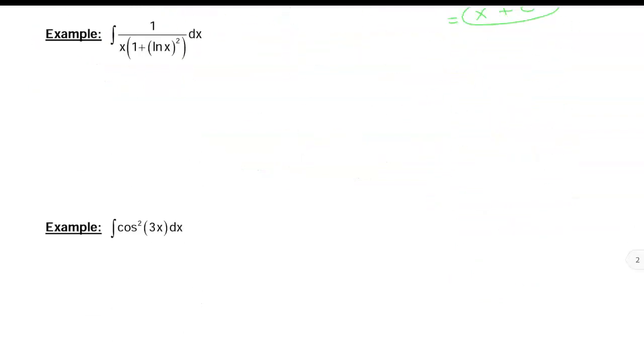This next math problem looks crazy. I'm going to let u equal natural log x and try to simplify how this looks. The derivative of u then is 1 over x dx. And look at, there's a 1 over x dx in the problem. So 1 over x dx is going to get replaced by du, and we're left with 1 over 1 plus u squared.